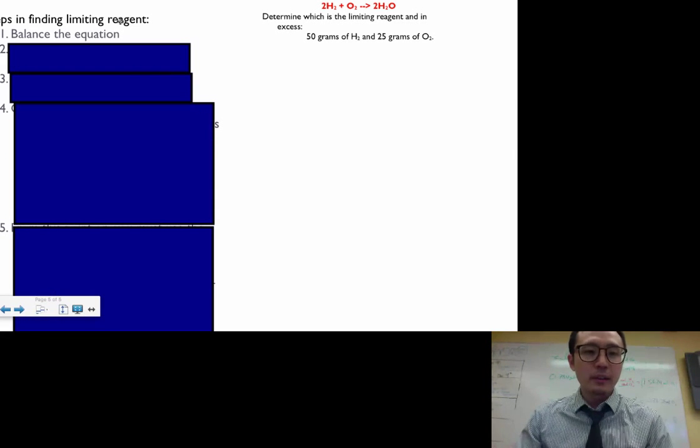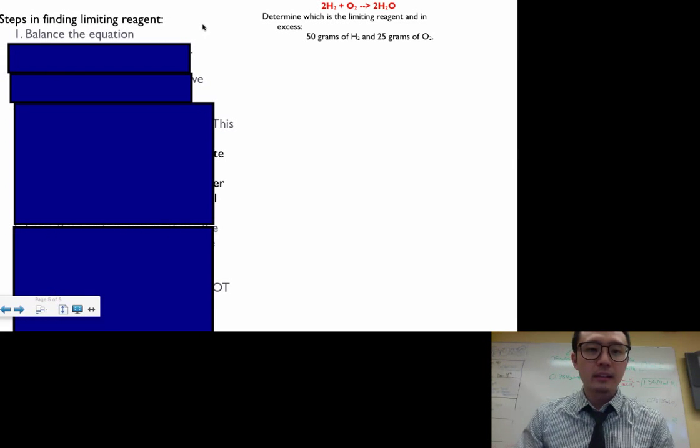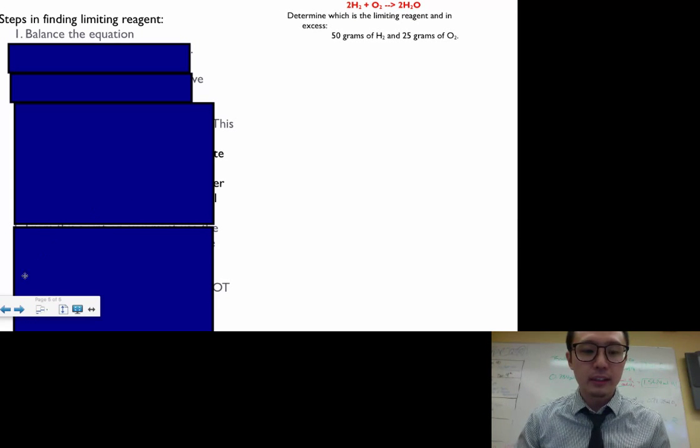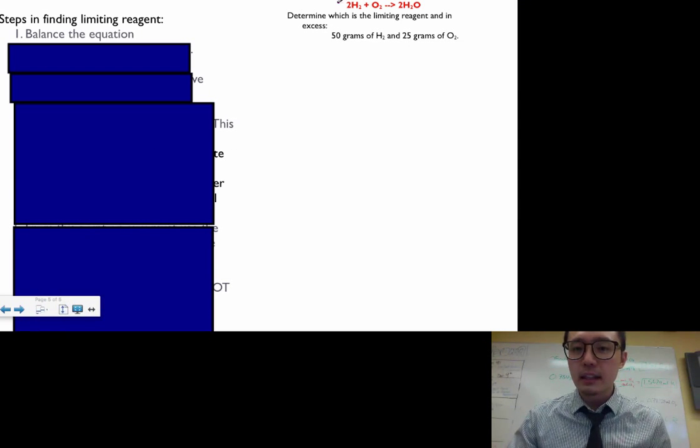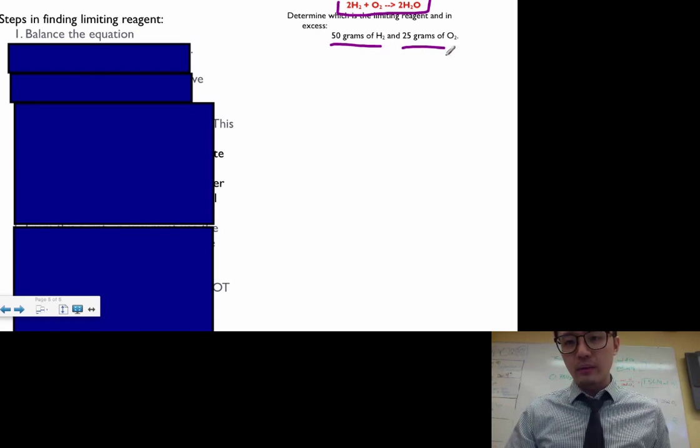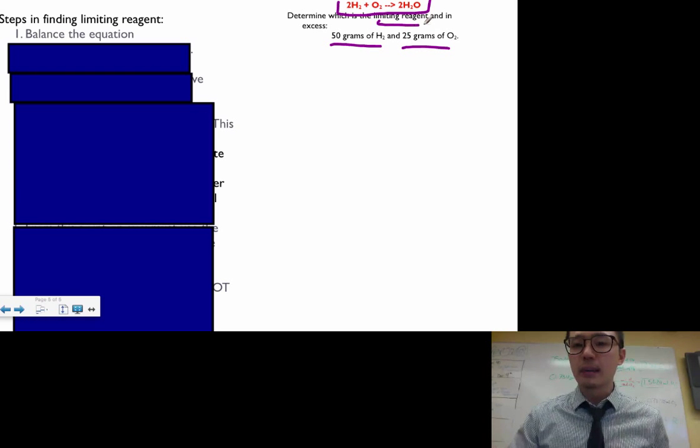Okay, so let's try an example. In order to solve for this, here's where we start. These are the steps I use with my class, and this is the example. I'm going to go over these steps with each of these. First step, you need to balance the reaction. This is my reaction, and it's already balanced. The question is asking, if you're given 50 grams of H2 and 25 grams of O2, which one is my limiting reagent and which one is the excess one?